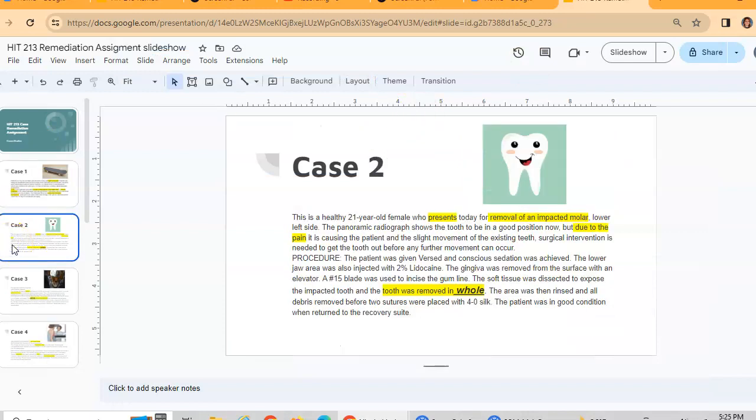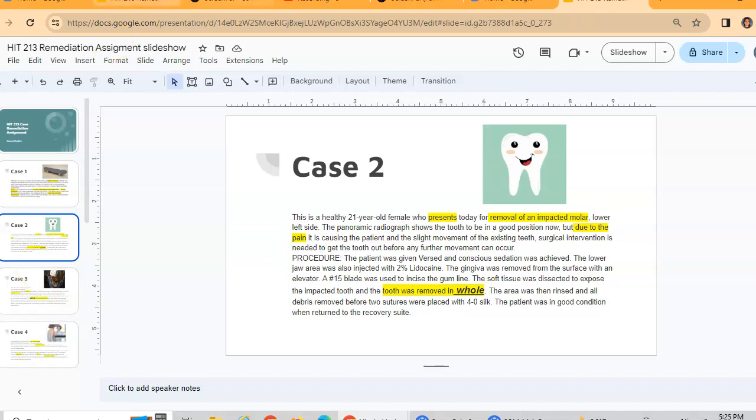Okay, case 2. Patient presents for removal of an impacted molar, lower left side, due to pain and slight movement of existing teeth. Surgical intervention is needed. The soft tissue was dissected to expose the impacted tooth, and the tooth was removed in whole. So we know that the in whole is important. I would Google removal of impacted tooth or molar.